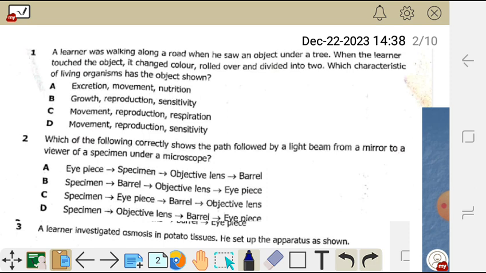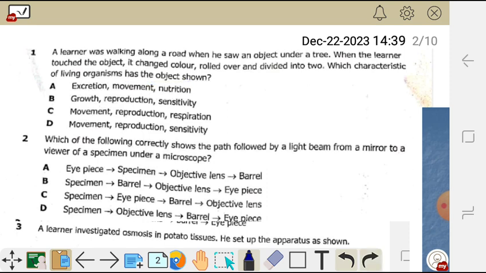A. Excretion, movement, nutrition. B. Growth, reproduction, sensitivity. C. Movement, reproduction, respiration. D. Movement, reproduction, and sensitivity. So, what characteristic of a living organism has the object shown?